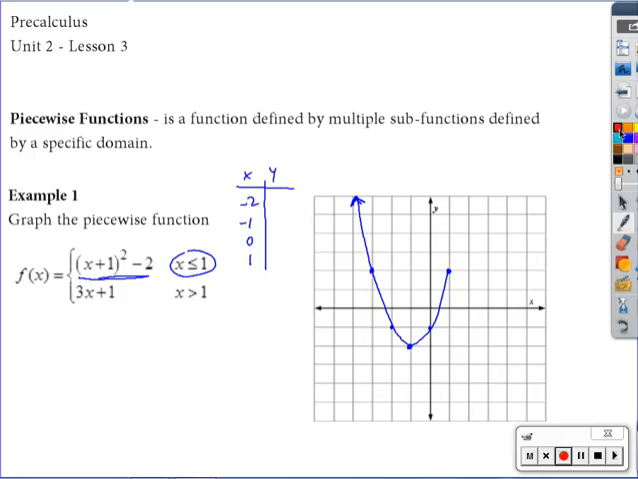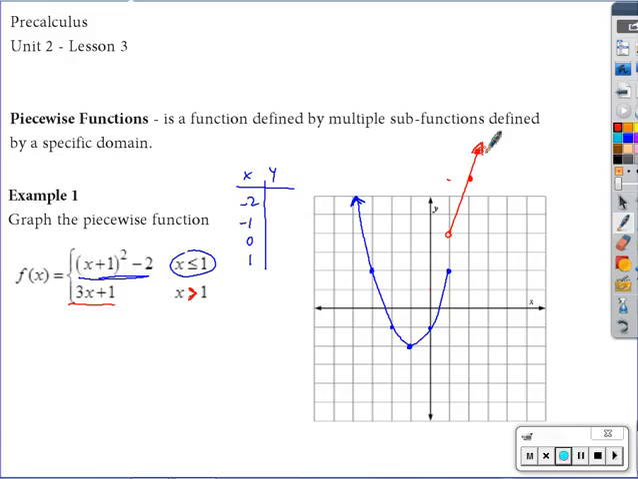The second section of this function is represented by a linear equation, 3x plus 1. The y-intercept there would be 1, which would be here, but I'm not going to use that point. I'm going to go up 3 over 1. I'm going to use an open circle. Why an open circle? Because this just says greater than 1, so that point doesn't actually exist. Then if I continue to go up 3 over 1, I'll get the second half of this line, which is linear.